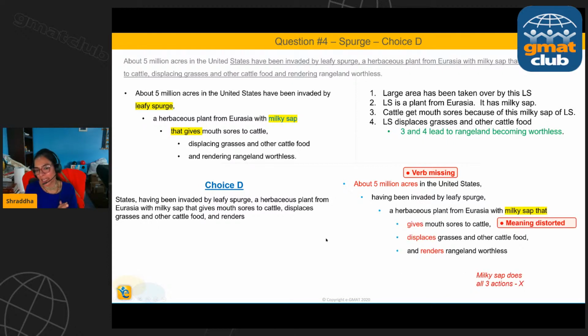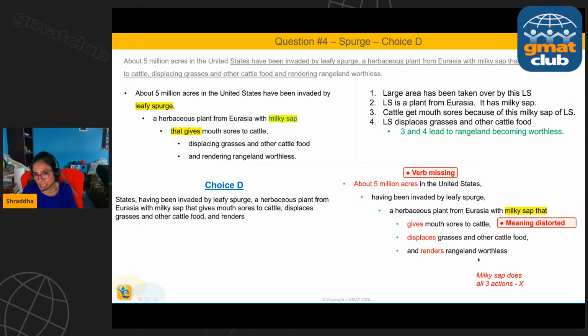This is what is happening in choice D. It is saying that it is the milky sap that gives mouth sore. Okay, I agree to that, that milky sap gives mouth sore. But once again, illogical meaning. Milky sap displaces grasses. No, milky sap is not displacing grasses. And milky sap makes the grazing grounds useless. Another illogical meaning. So, although these three entities in a parallel list look absolutely pretty, the meaning is totally off. Absolutely illogical meaning presented by the sentence.